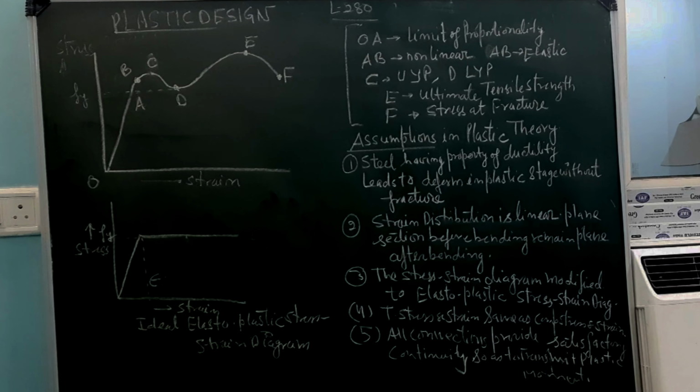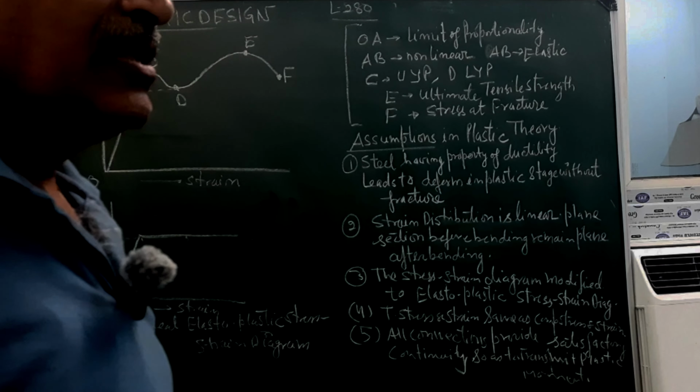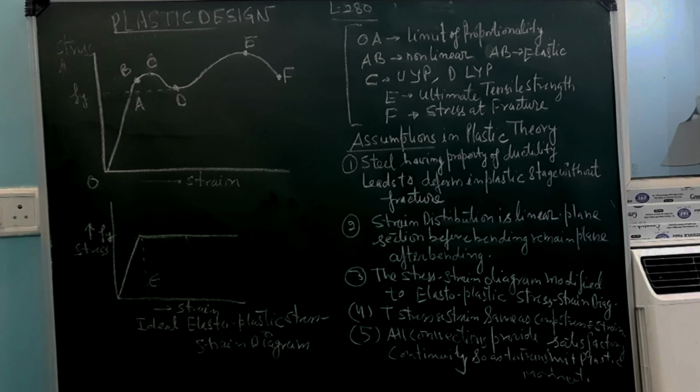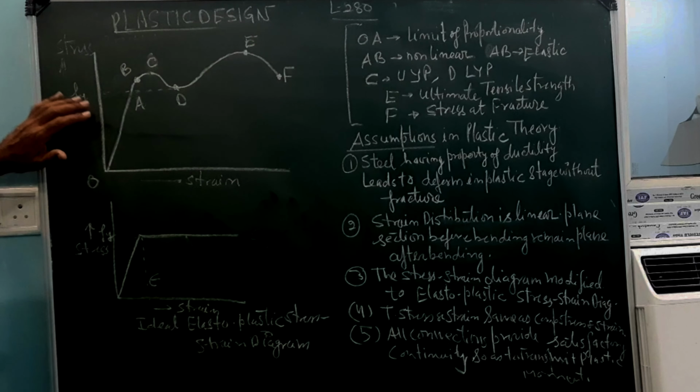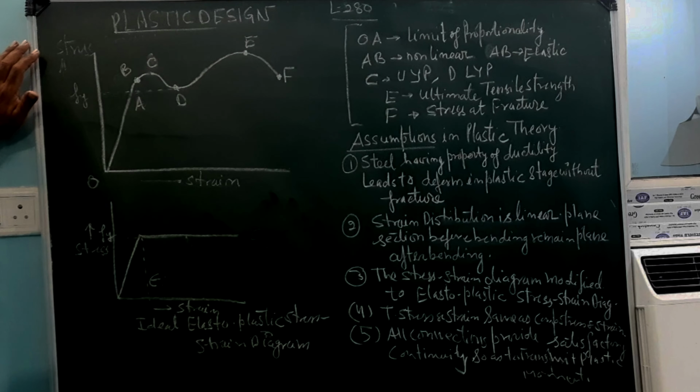This is lecture 280. We are taking a new topic, that is plastic design. So before understanding this design, इसको समझने के लिए of steel. Actually this plastic design is for steel. So हम यहाँ पर we are drawing the stress strain diagram of mild steel.